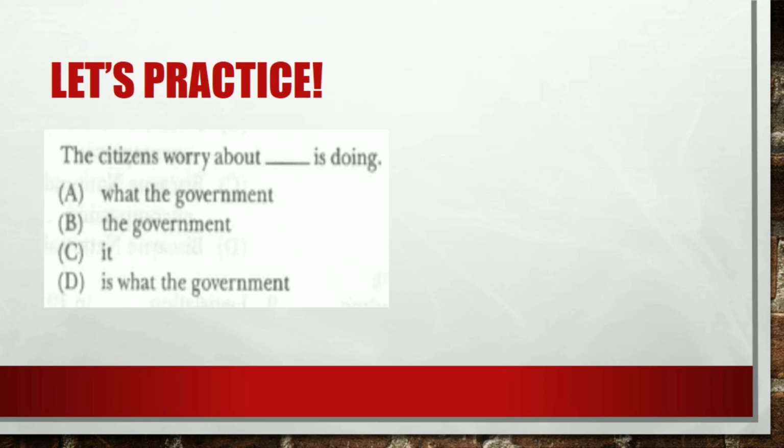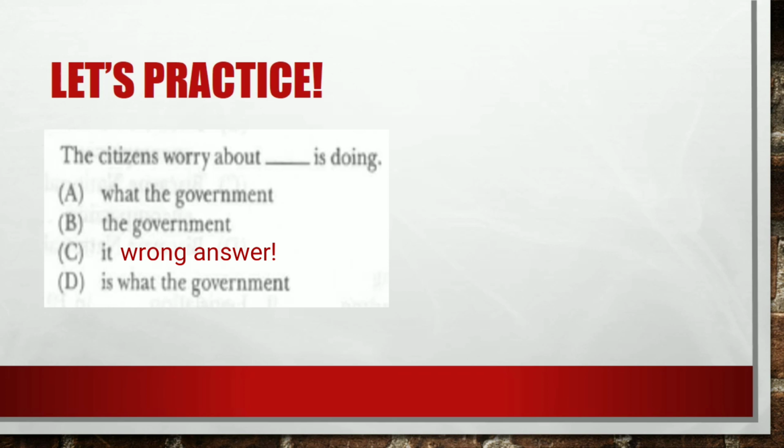Then, what is the solution? The solution is to make is doing into an object. Bagaimana caranya? We need noun connector. Now, we know what to find. Let's eliminate the options one by one. Answer D is what the government is wrong, because it will make the sentence double verbs. Triple verbs malahan. Answer C, it, is also incorrect, because it's gonna be double subject.